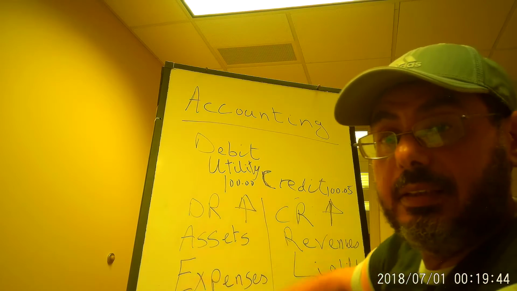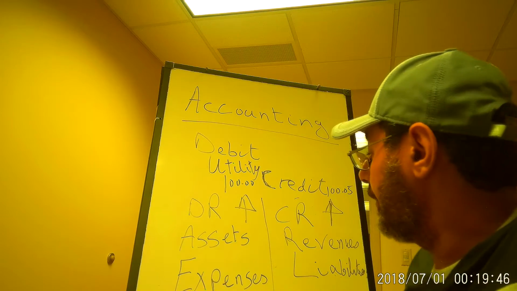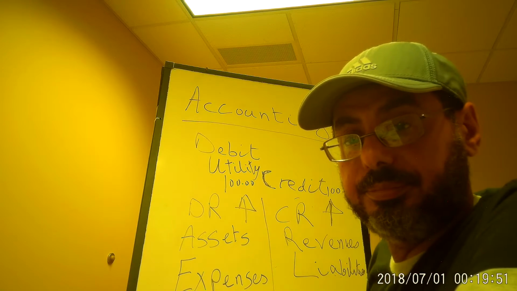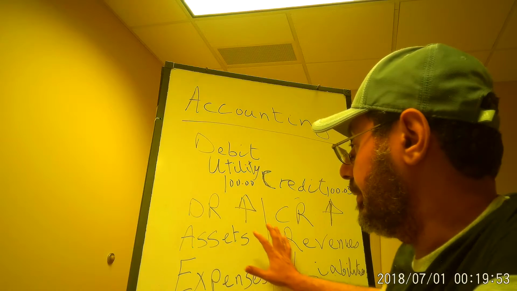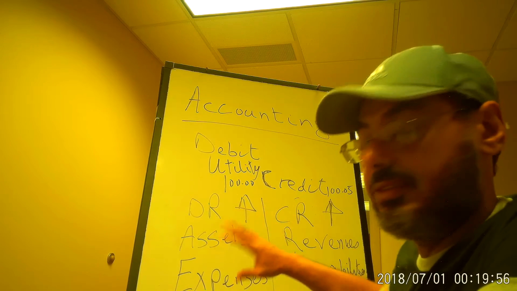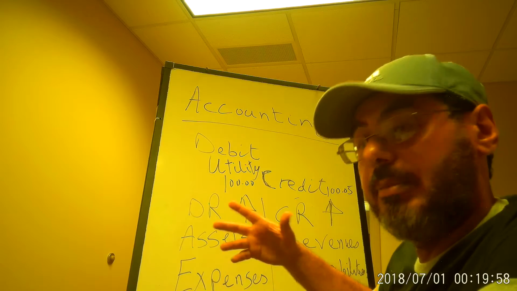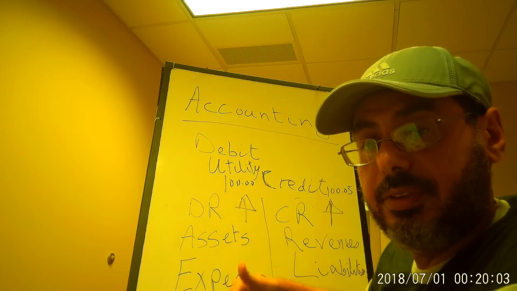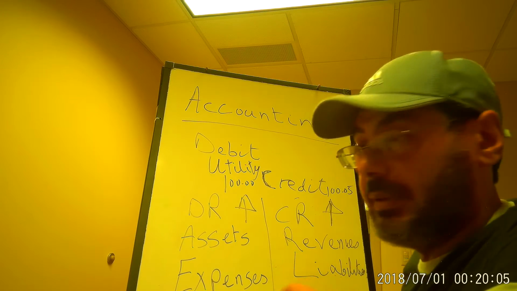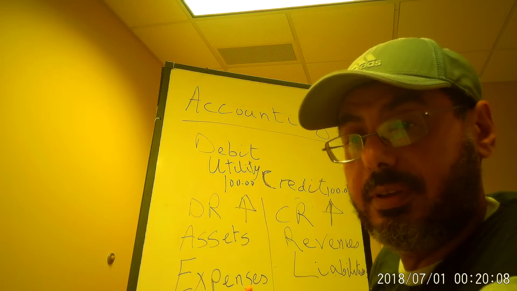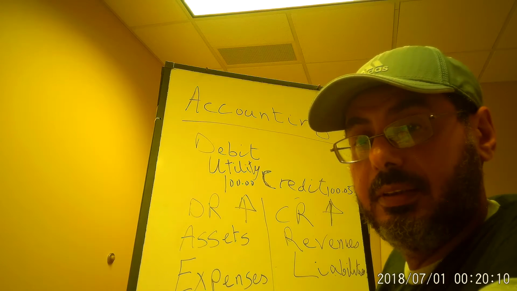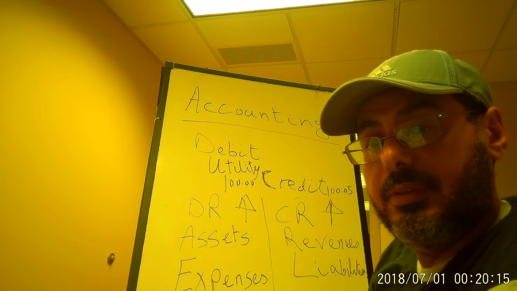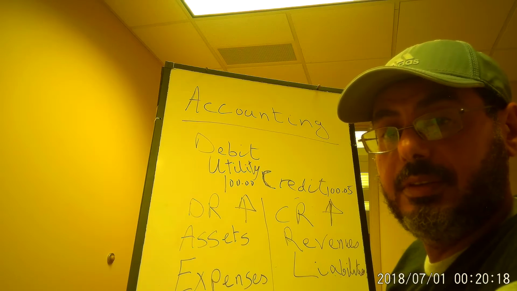So at the end, this is how the transactions will look in accounting in general. So to wrap it up, assets and expenses are always debited when they're increasing. Revenues and liabilities are always credited when they're increasing. And it's always going to be the opposite when you are decreasing.